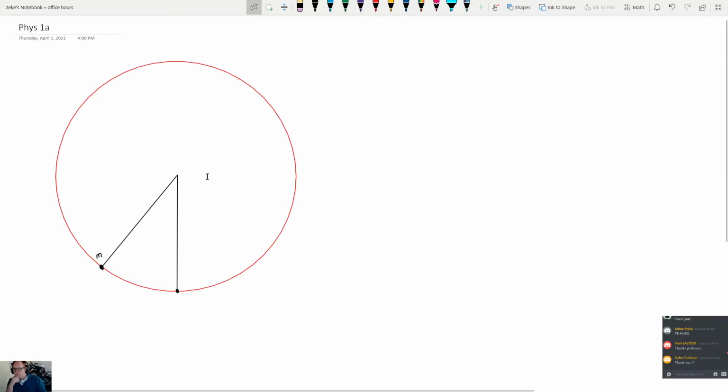Okay, I went through a problem in our Physics 1A class a couple days ago involving the work done by gravity on a pendulum, and I wanted to just go back through it because we made some mistakes when we did it. So we're going to calculate the work done by gravity on a simple pendulum.